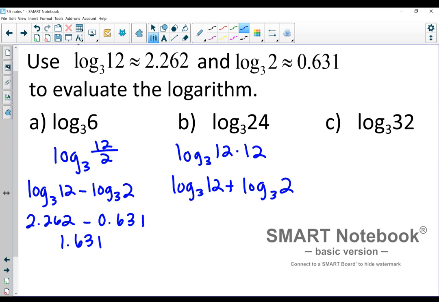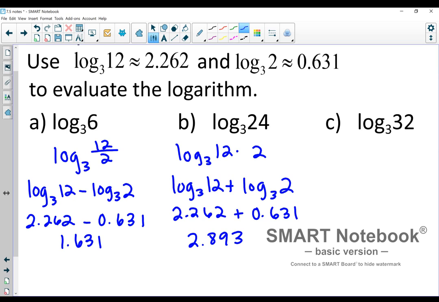You know what? I did not write down 2. I wrote down 12 times 12. So now we fix that. And now we'll substitute: log base 3 of 12 is 2.262 plus 0.631. So now we're adding them instead of subtracting, and we have 2.893.